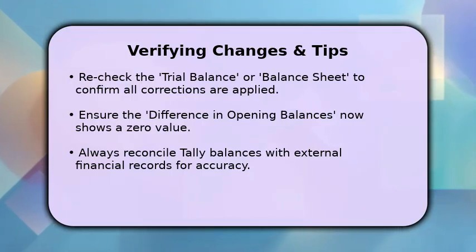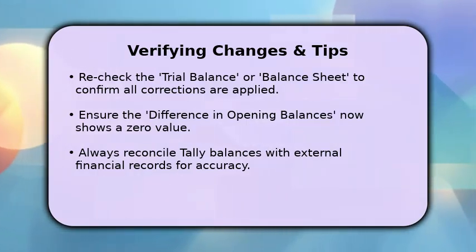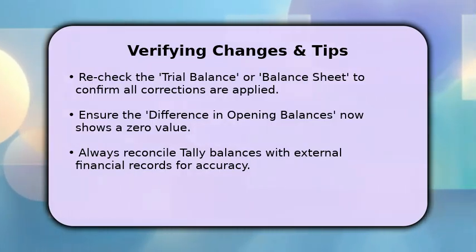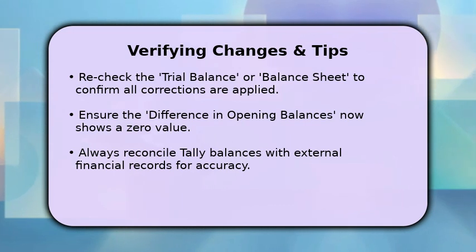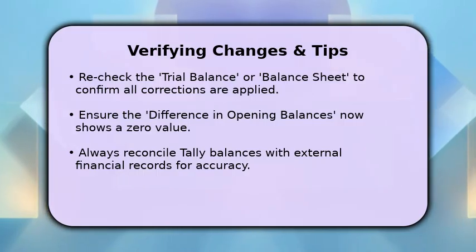After making adjustments, it is vital to verify your work. Return to the trial balance or balance sheet to confirm that the difference in opening balances is now 0. This ensures your financial data is accurate. Remember to always cross-reference your Tally figures with external documents, like bank statements or previous year's audited reports. Keeping a clear record of all changes made will also be invaluable for auditing and future reference.